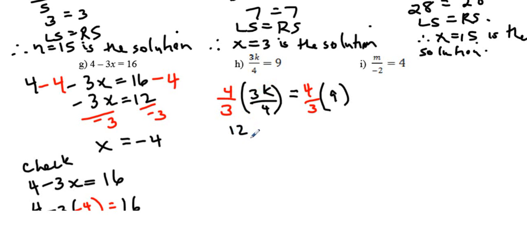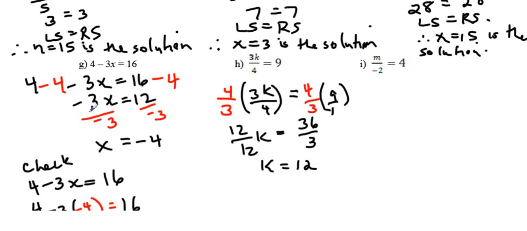So 12 over 12k can be simplified. And this one is really 4/3 times 9. You have to write this as a fraction, so 9 is 9 over 1, and then you can just multiply the tops by the tops and the bottoms by the bottoms. So 4 times 9 is 36, and 3 times 1 is just 3. And when we go to simplify this, 12 over 12 is just 1, so we can just write this as k. It's like 1k, remember? And 36 divided by 3 is just 12.